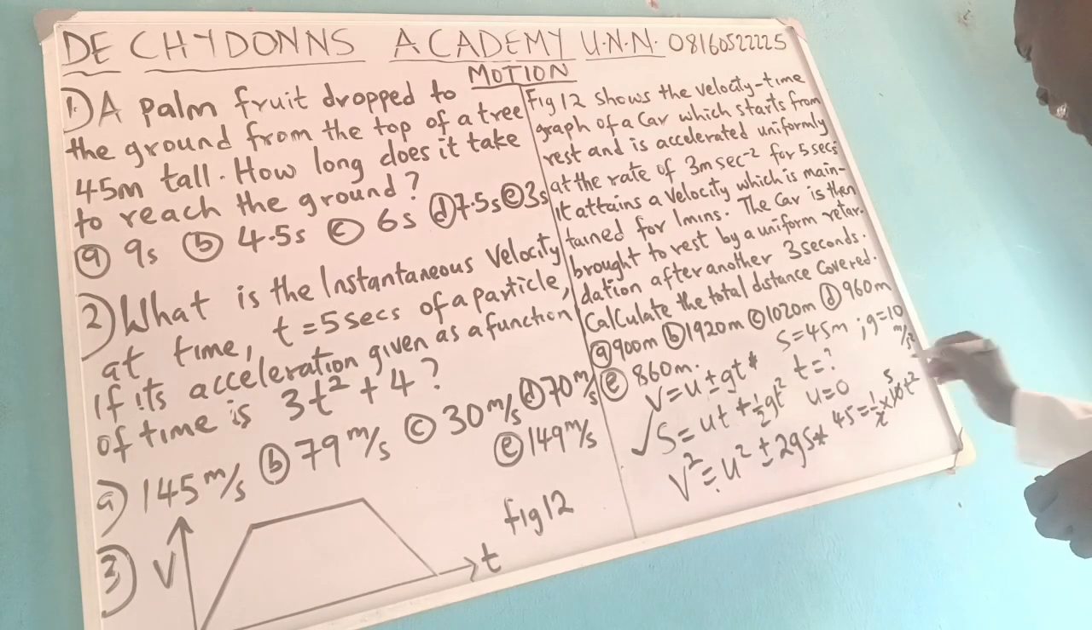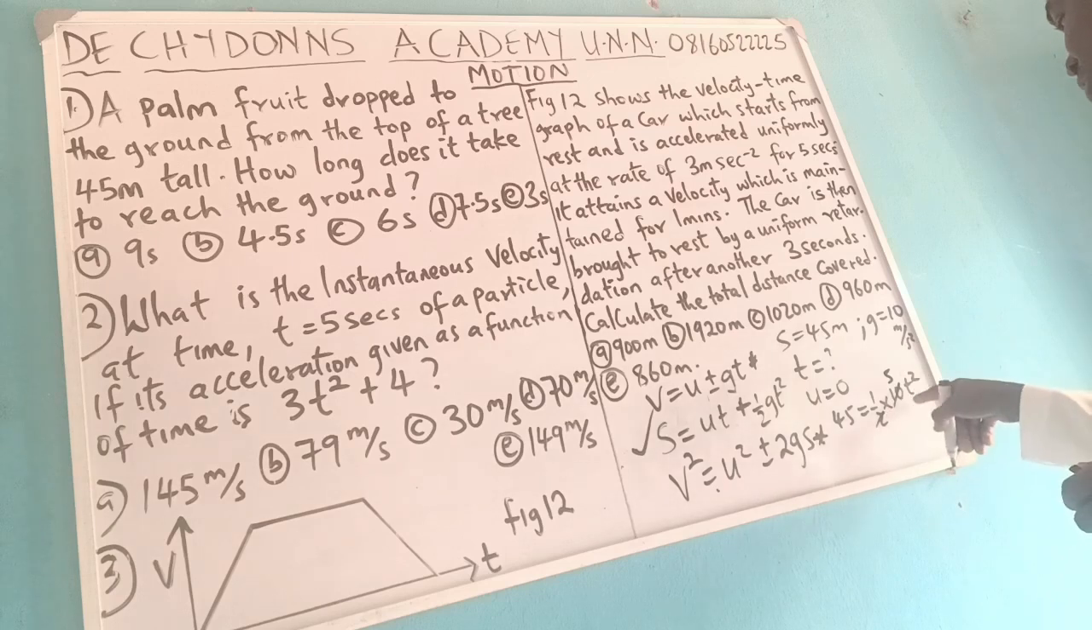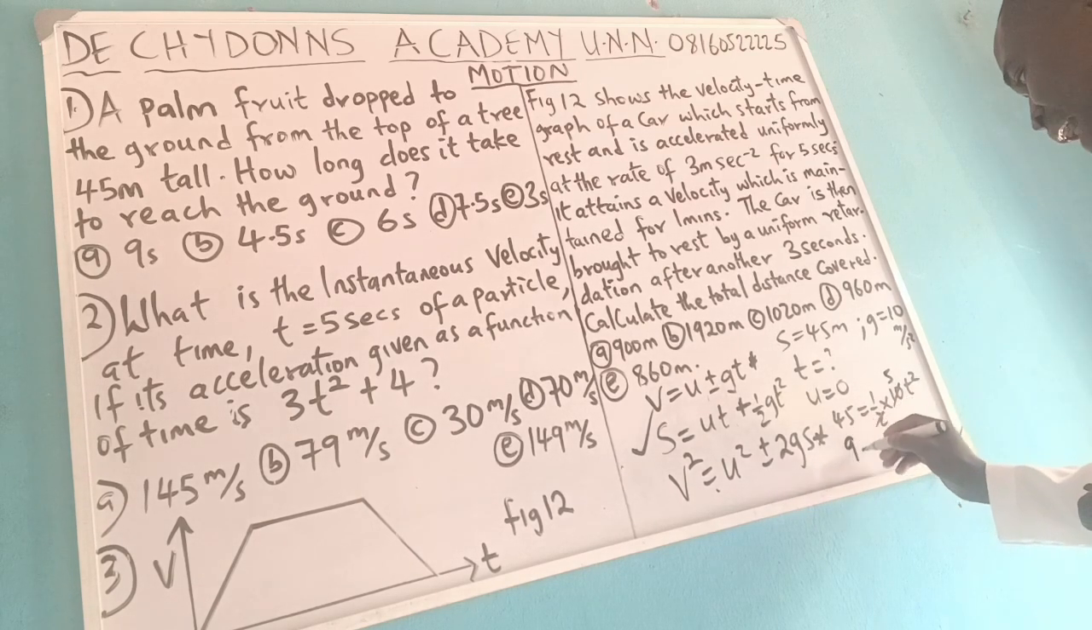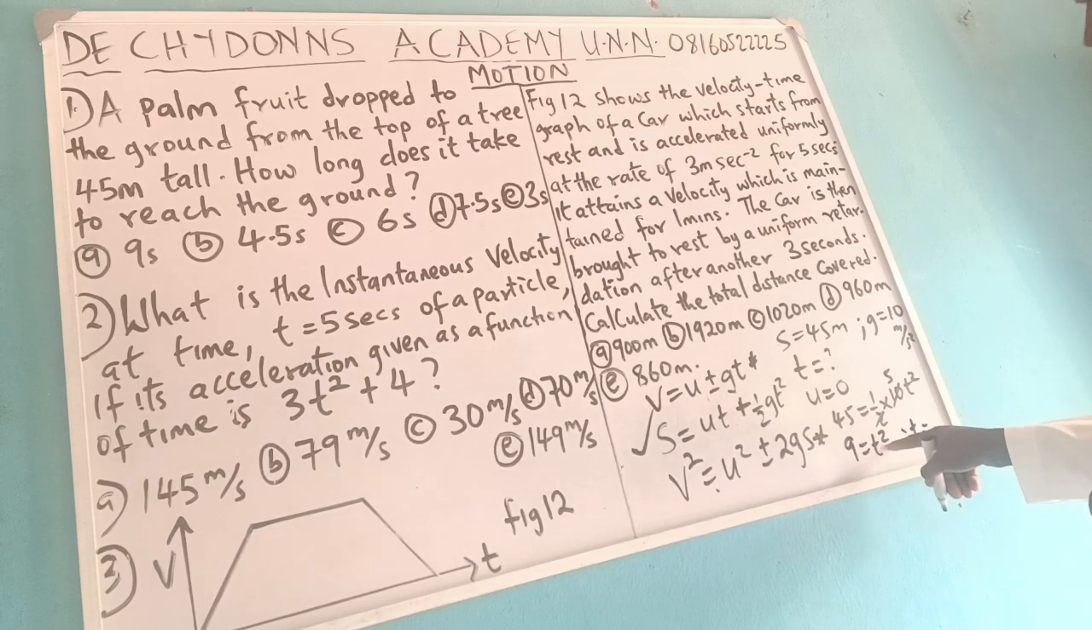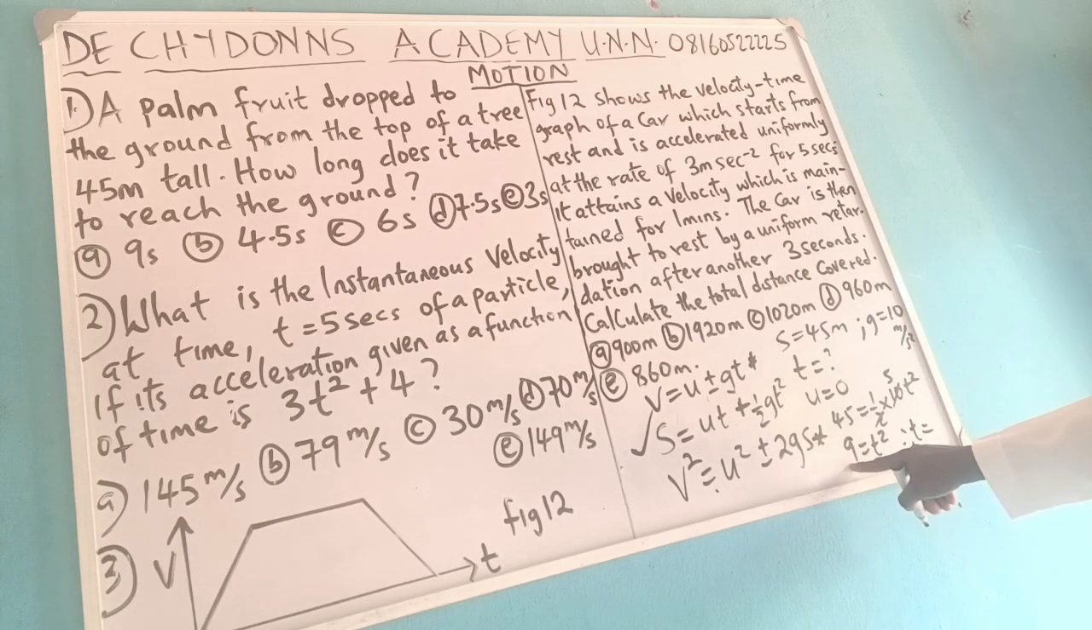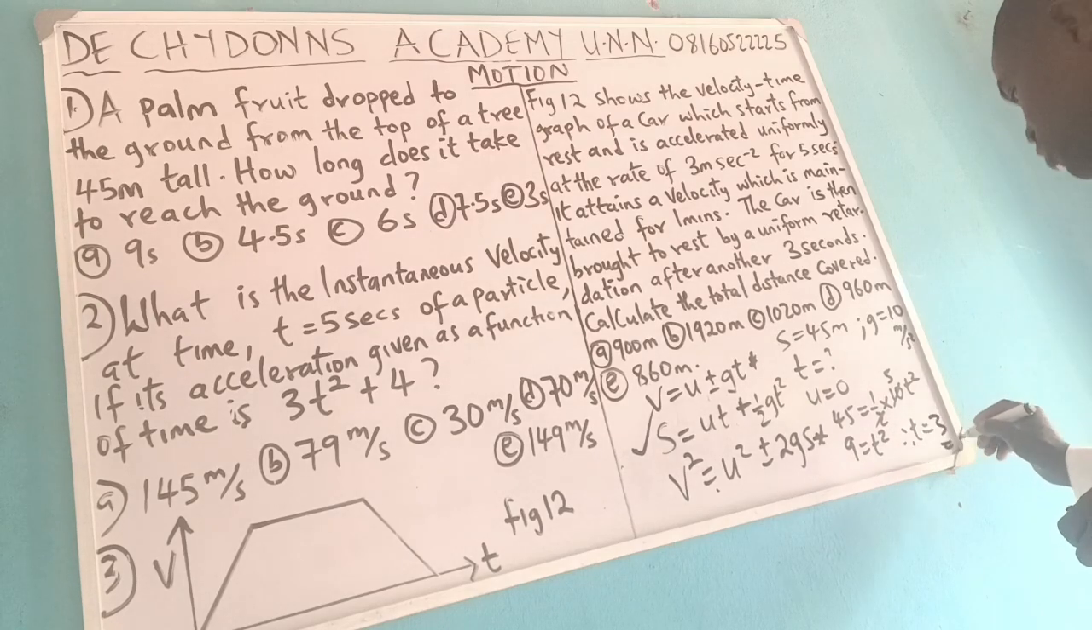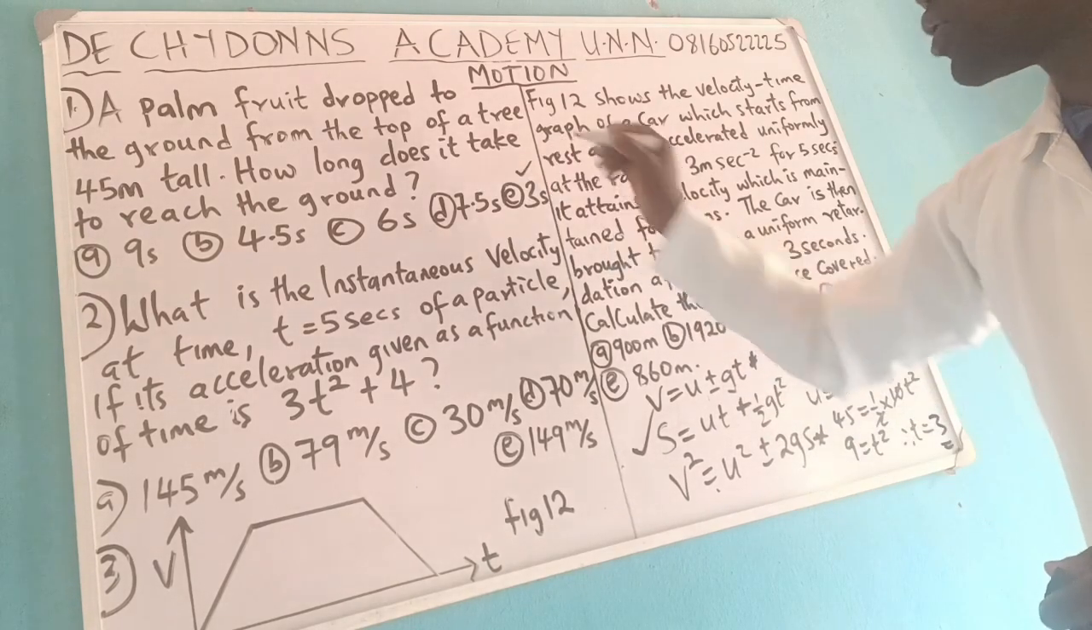Divide this by 5. You now have that. To make t squared the subject of the formula, 5 will divide this. It will give you 9 equals t squared. Therefore, t will be equal to, removing the power of 2 here, you have t. Square root of 9 is what we will take. Square root of 9 is what? 3 seconds. That means the answer is option A.